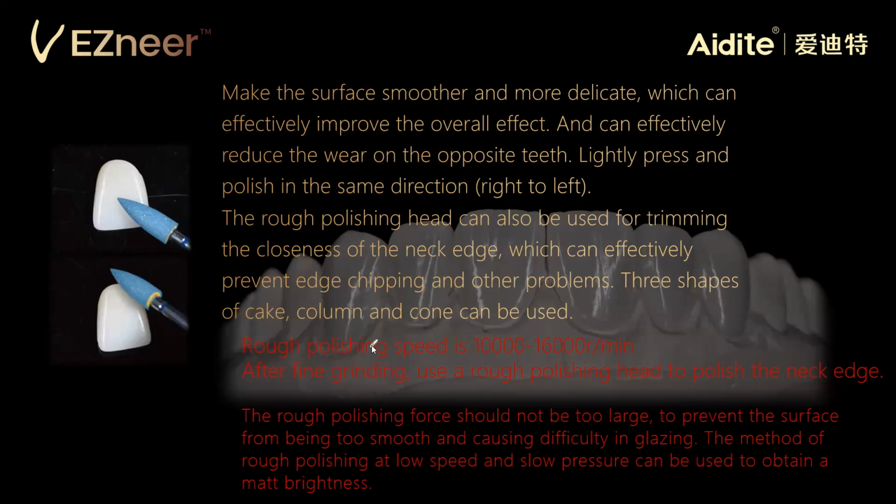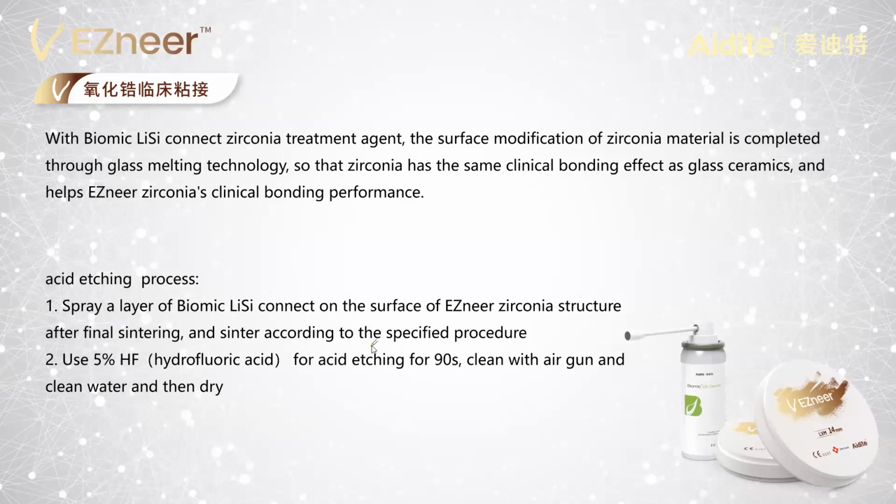Okay, and after all the grinding part, if we make the zirconia, the final step is the stain and glaze. But when we make the veneers, before we stain and glaze, we need to spray a layer of the Lazy Connect. So after finishing grinding, we come to a very important part, that is to spray the Lazy Connect.